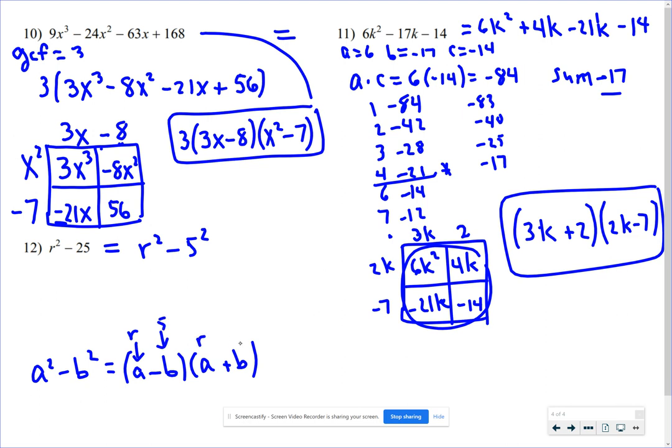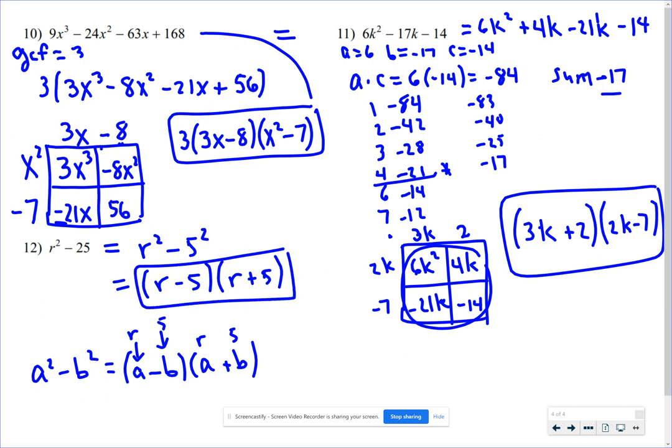Right? So everywhere I have an a, I'm going to put in an r. Everywhere I have a b, I'm going to put in a 5. That's the pattern. This is my a squared minus b squared. So we're going to go with r minus 5. Let me rewrite that because that looks awful. r minus 5 times r plus 5. There's my a minus b and my a plus b. But I don't have an a and a b. I have an r and a 5. But the pattern is the same. And there is our answer for problem number 12 in the video.